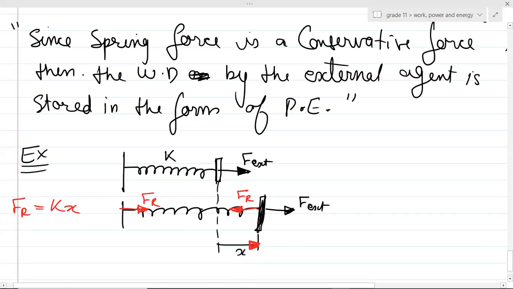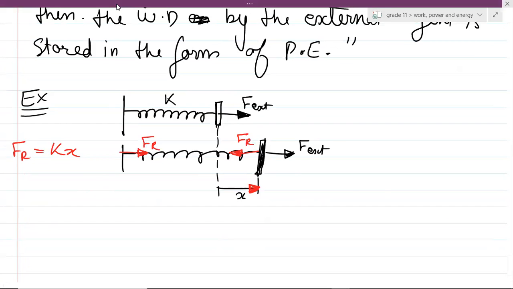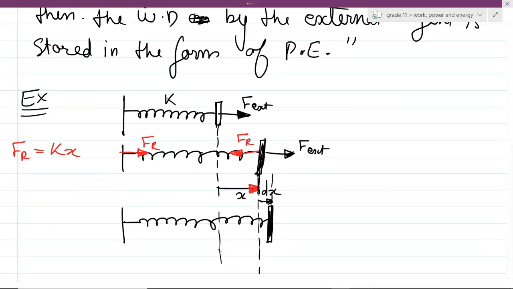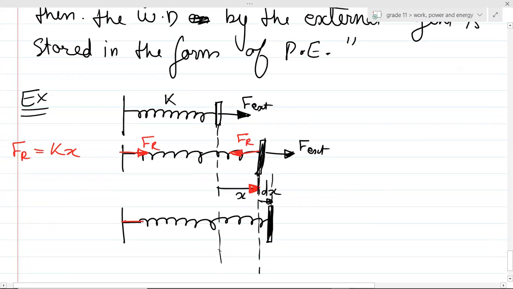So suppose I deform the spring further by a very small distance, can you see very small distance dx? Can you see from here to here I displaced it by a very small distance dx? So what is the deformation now? x plus dx, right? In this small deformation, there won't be any significant change in the restoring force, right? So I can assume the restoring force as kx, and let me deform it by a very small distance dx.